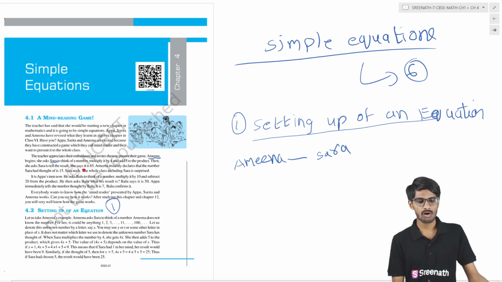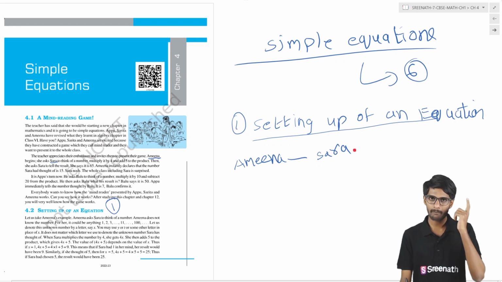What does it mean? Think of a number, multiply it by 4 and add 5 to the product. So just think of a number, multiply that number with 4 and now add 5 to that. Then she asks Sarah to tell the result. After that Amina asked Sarah to tell the result. So basically what does Sarah have to do? Sarah has to select one number. That number is the unknown number. That number is in the mind of Sarah only, and it can't be known by other students. Why? Because Sarah did not tell that number. So that number is in the mind of Sarah.